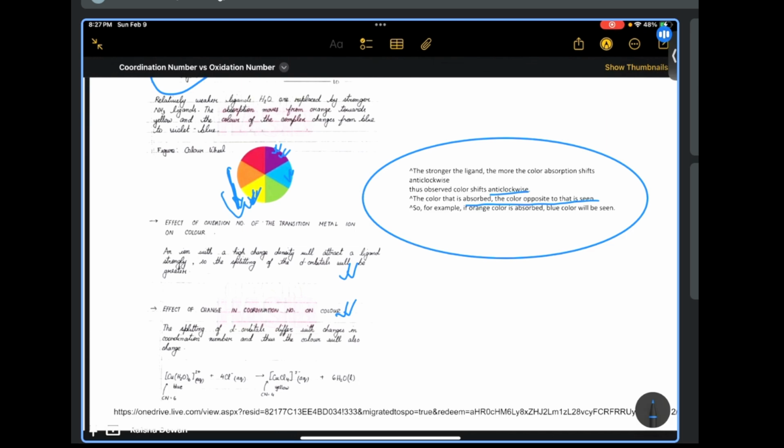It will also shift in this direction. If the observed color is orange, then the seen color will be blue. If the observed color shifts from orange to this yellow one, it will shift from blue to the violet blue.